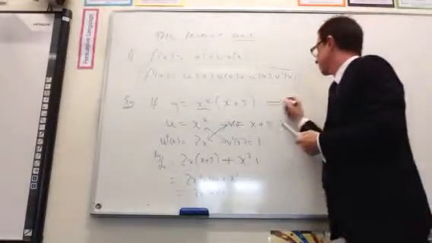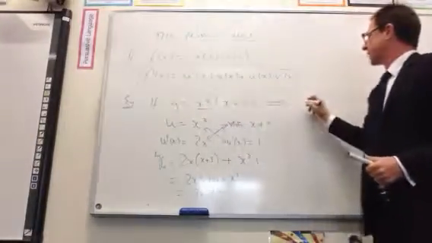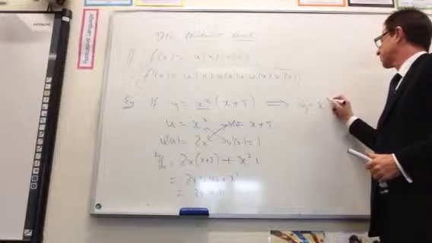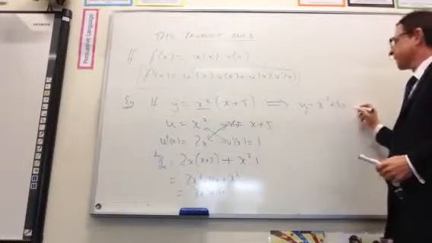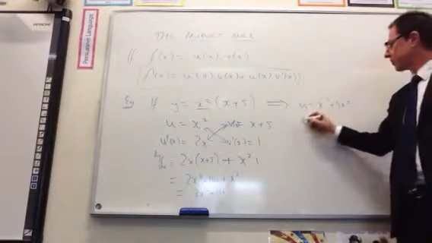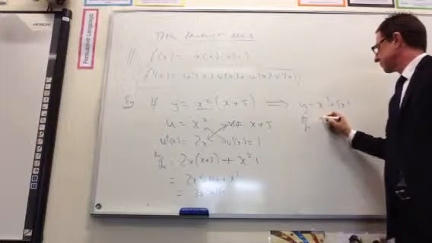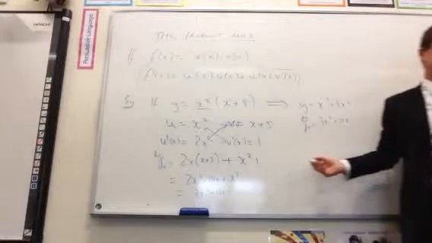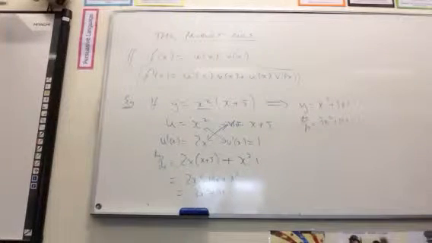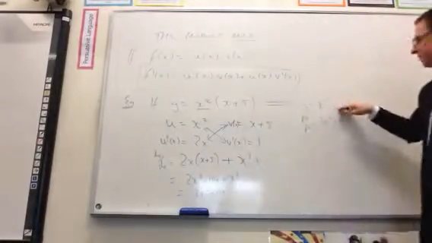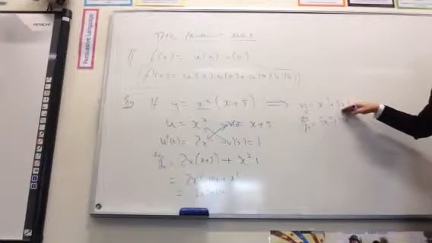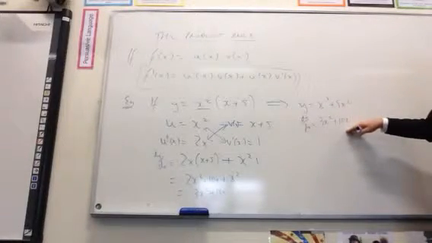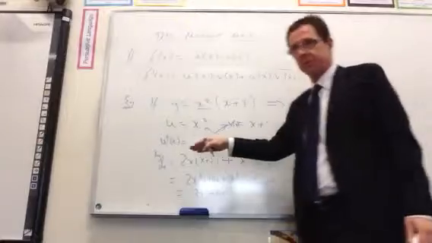If we went and did it normally, we would have expanded this, y equals x cubed plus 5x squared, and we would have derived that. Same thing, obviously. Would I do product rule in that one? No. In this one, you would do this, because it's quicker to expand and derive than it is to do this stuff.